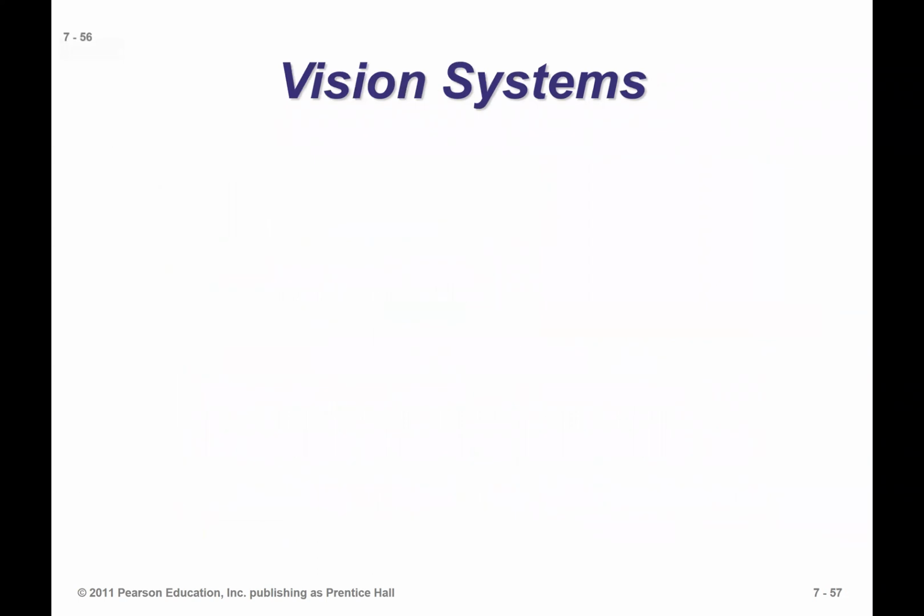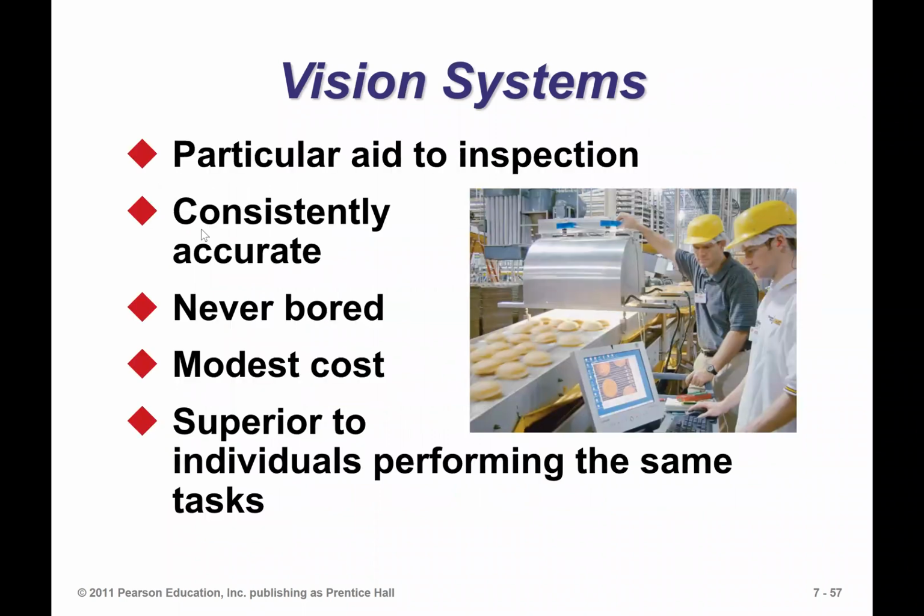Vision systems are a particular aid to inspections, and are consistently accurate. Not like somebody having to look at something all the time, as was once the case. You know, a vision system is never bored, right? And it's a modest cost now. The cost of these things has come down significantly, and they're superior to individuals performing the same task, obviously. Right? So that's the vision systems.